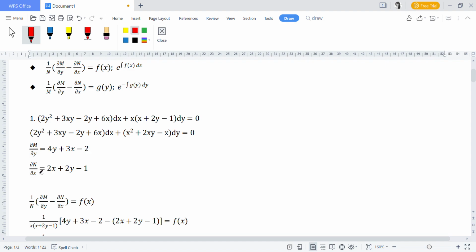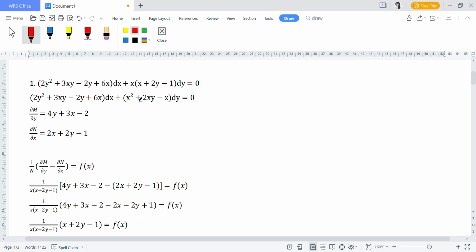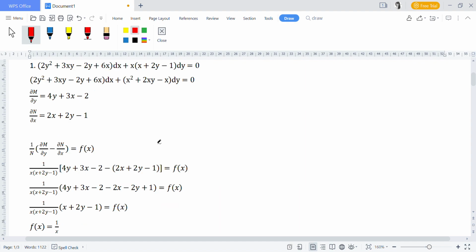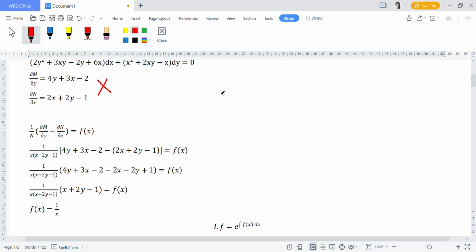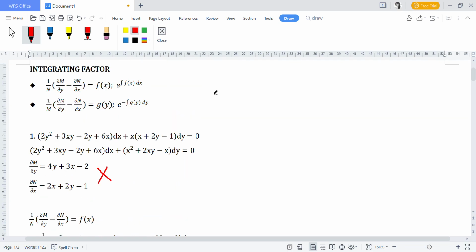Now let's solve for the partial of N with respect to x by using this equation and deriving this in terms of x. So the partial of x squared is 2x, and the partial of 2xy is simply 2y, and the partial of negative x is simply negative 1. So as you can see, these equations are not exact. So we will use an integrating factor. Since we have two rules, we're just going to use one, the easiest one.